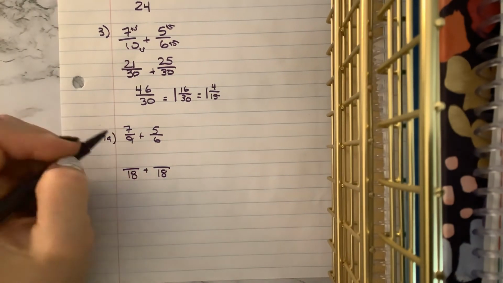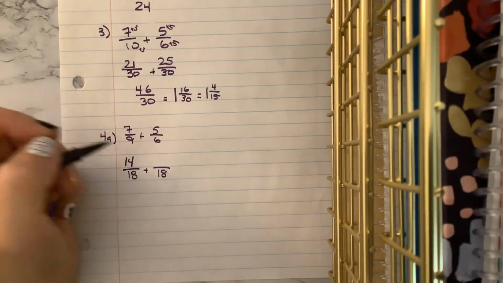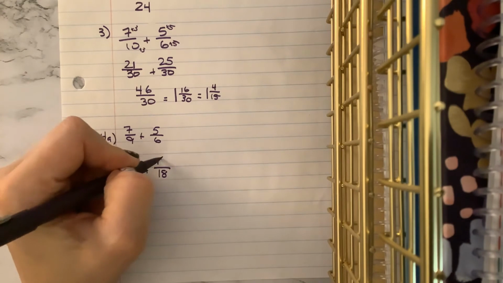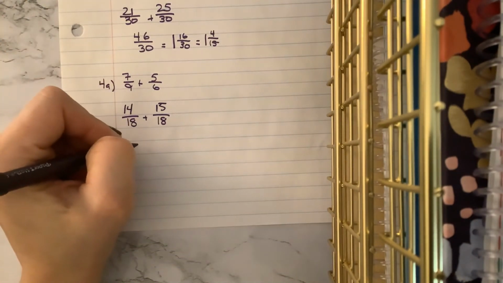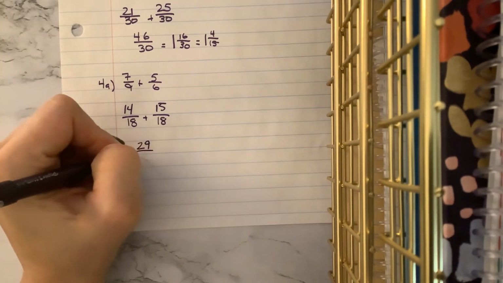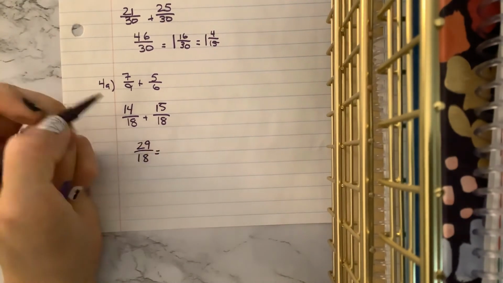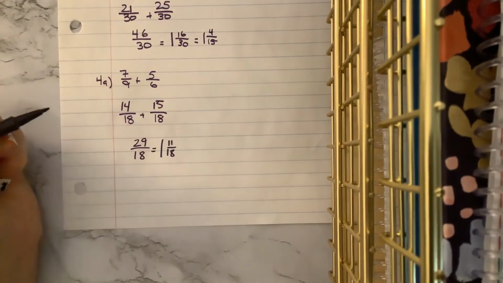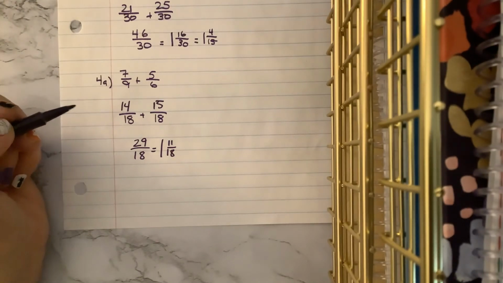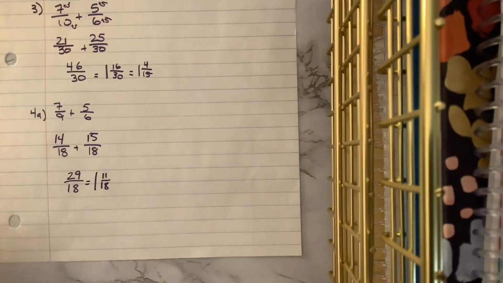So 7/9, we would multiply both of these by 2 to get 14/18. 5/6, we'd multiply both by 3 to get 15/18. Okay? Then we add 14 plus 15 is 29. So 29/18 is our sum, but now we need to make it proper. If you made it proper correctly, you would get 1 and 11/18. And we need to check if we can simplify, which we cannot. So our correct answer for 4A is 1 and 11/18.